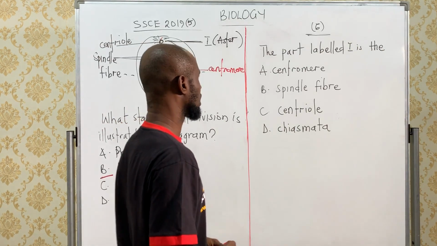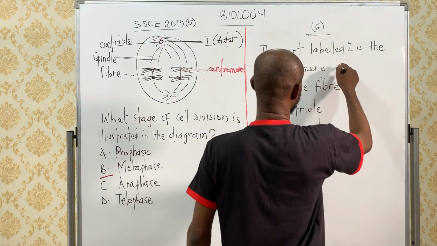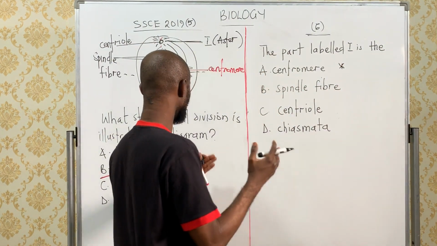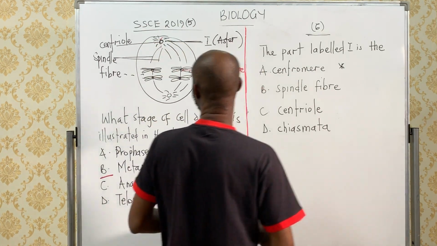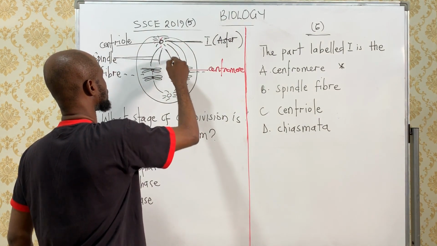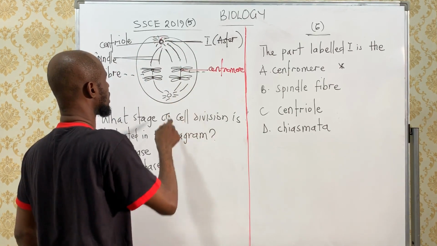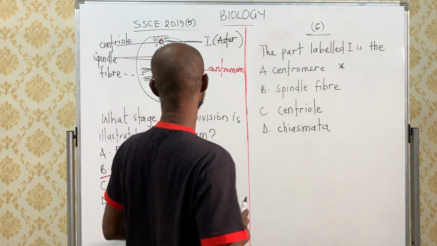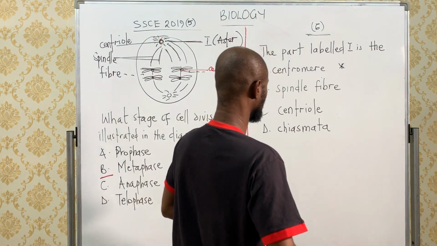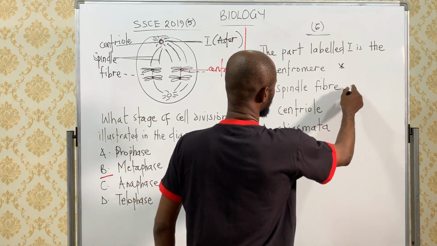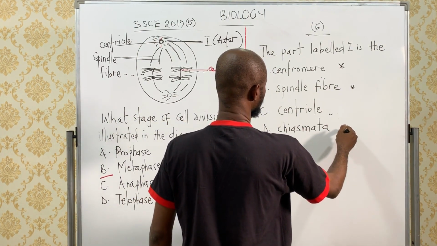So let's look at the options. The part labeled 1 is the dash. Centromere cannot be the answer because the centromere is what joins the sister chromatids together in a chromosome. Spindle fiber, no, these are the spindle fibers. The spindle fibers actually join the centrioles from opposite poles together and also separate the sister chromatids from the chromosome during cell division. So the answer cannot be centromere, and the answer can also not be spindle fiber for now.